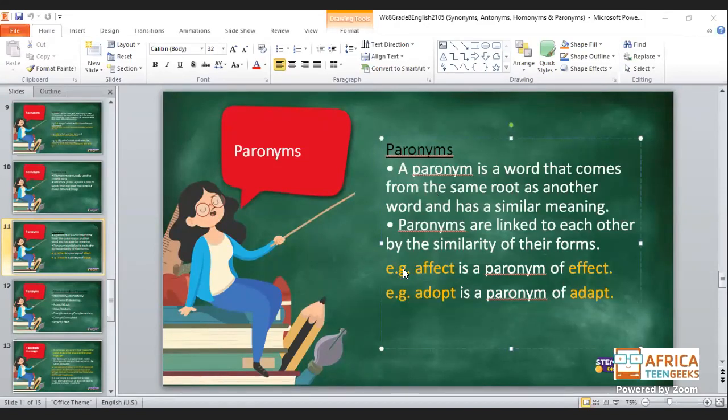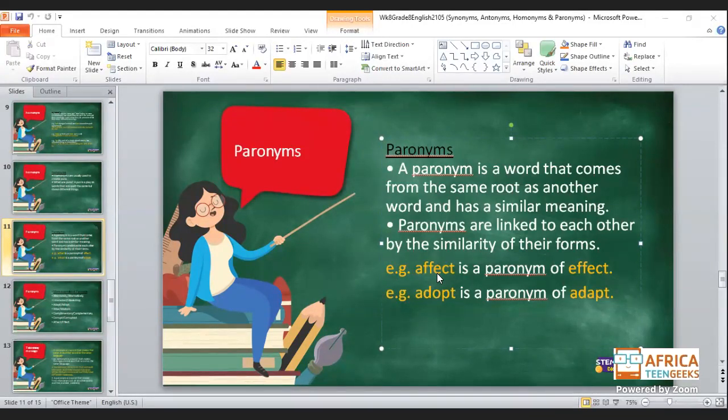Okay, let me go through the examples I gave first, and then I will go through the examples that you are giving in the chat. Remember, if you have a question, the chat is still open. I have my chat open here. If you have a question or concerns, please ask, and we will help you. And if you also have examples of paronyms, the chat is open for you to share your examples with us. So let me share my examples with you.